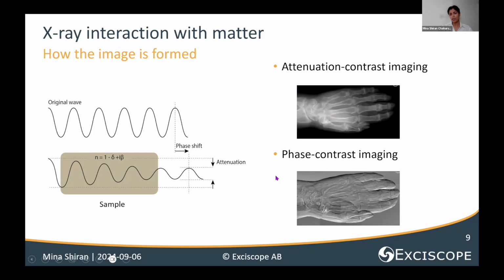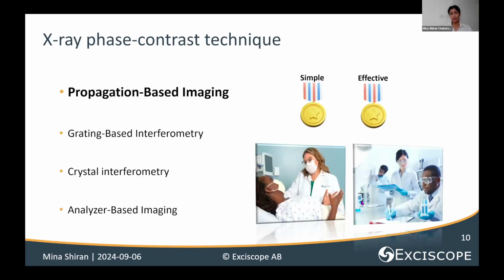However, if you are interested in soft tissues and lower density materials, like, for example, tendons and vessels, that needs to be done by phase contrast imaging, and this phase shift needs to be translated into an image for you. So, phase contrast imaging is a very good technique for observing soft materials.